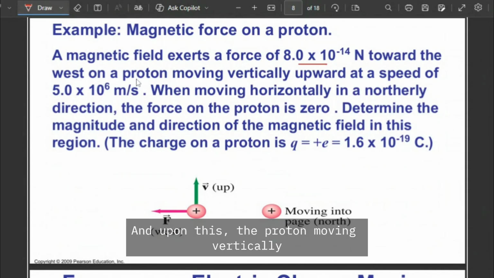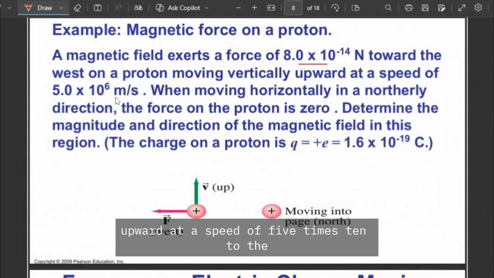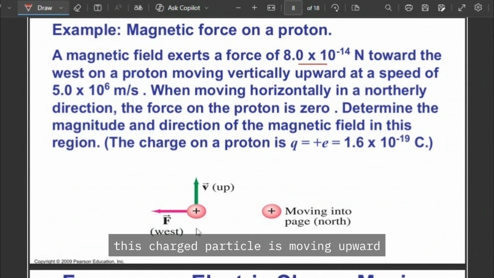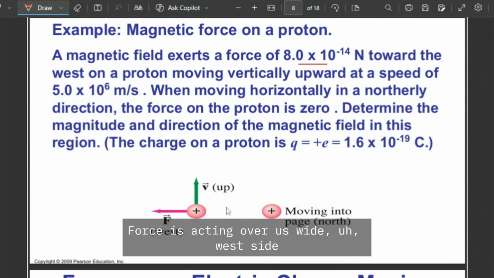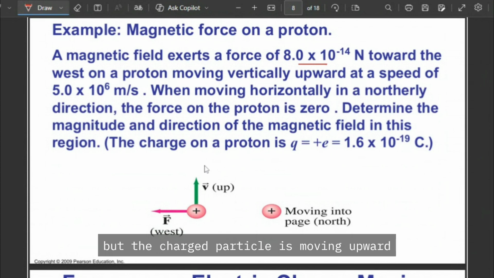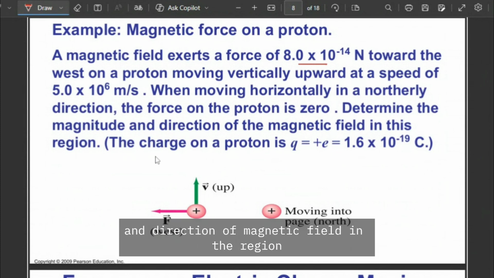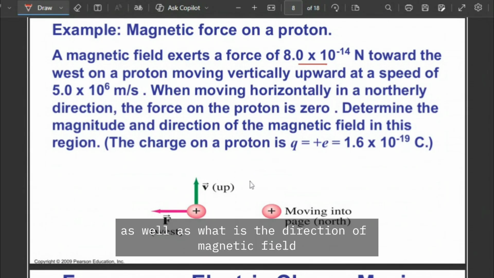And upon this, the proton is moving vertically upward at a speed of 5 times 10 to the power 6 meters per second. So because of this, this charged particle is moving upward. Force is acting towards the west side, but the charged particle is moving upward. So the question is, determine the magnitude and direction of the magnetic field in the region. What is the magnitude, as well as what is the direction of the magnetic field?